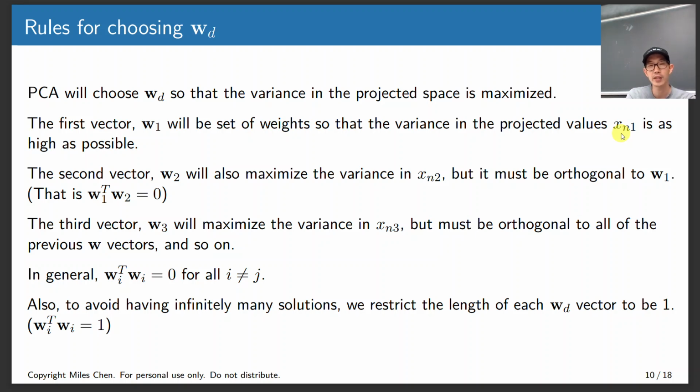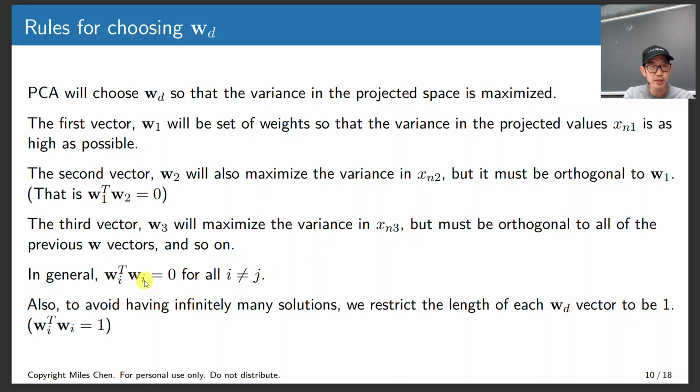Okay, and then when we look for w2, we have this other goal that all of the variables are uncorrelated with each other. So w2 is going to have to be orthogonal to w1. So we want to maximize the variance in x2, but we have this criterion that it is orthogonal. So w1 transpose w2 is going to be 0, and so on and so forth. W3, if we were to search for that, will be orthogonal and whatnot. So all of these w vectors are orthogonal.